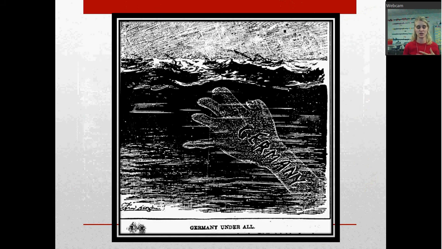This one is a political cartoon titled Germany Under All. So this refers to Germany's submarine warfare. If you look at this political cartoon, Germany looks very menacing, right? It's a hand underneath the ocean that you can't see, and they're coming up to grab these vessels. It's hard to tell, but these are like teeny tiny little ships, right, that are being grabbed by Germany or torpedoed by Germany.